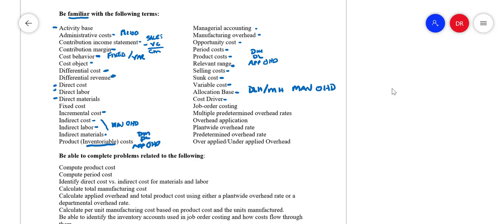A cost driver is anything that drives the cost of a product. So the example up here was the surgical gloves. Those are going to be a cost driver.